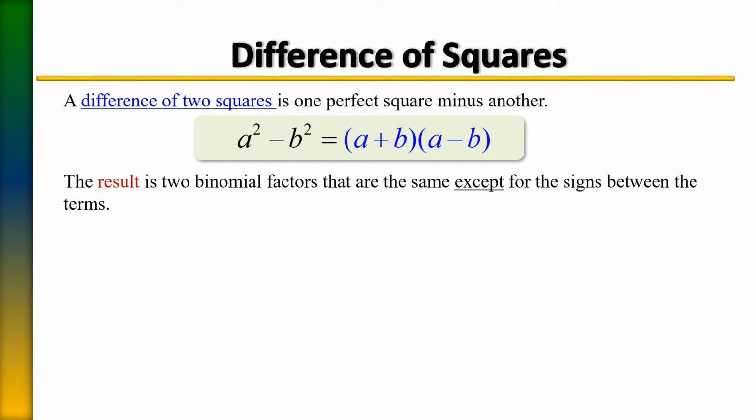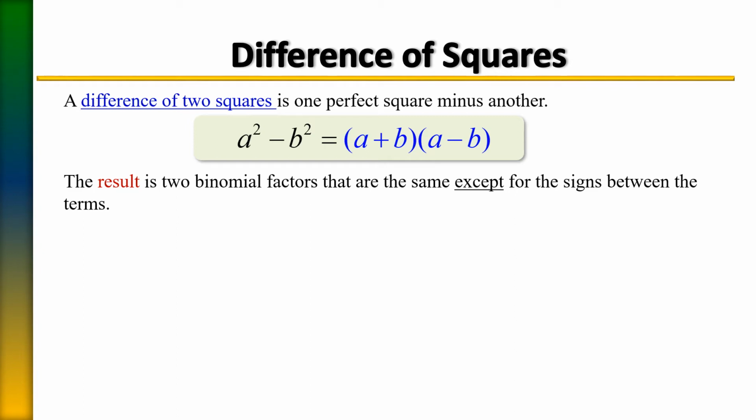So what you have is both a and b that will be in two binomials, a plus b, a minus b. In other words, it will always result in two binomials that have the same factors inside. The only difference is their signs. One sign will be negative and one sign will be positive.